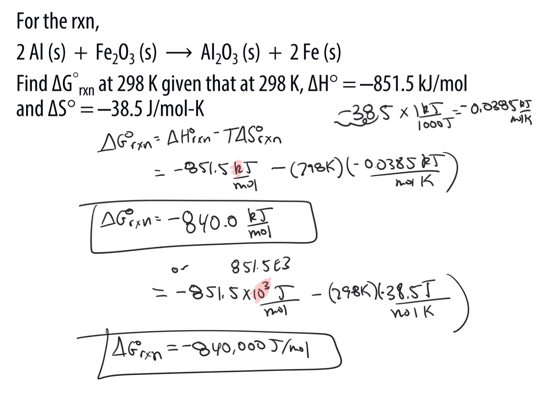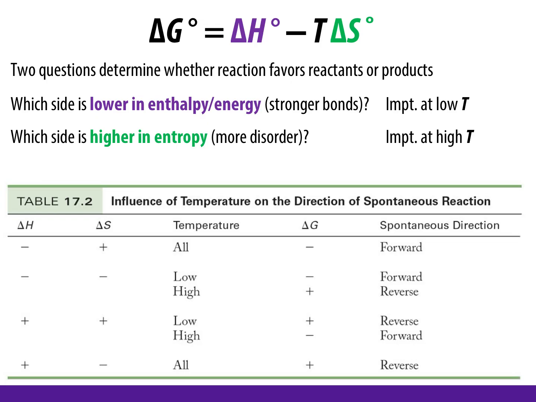In terms of this value, this is a very large negative number. We can see that for this reaction, since it's so exothermic, it releases so much energy, this is a highly favorable process. Even though it's slightly disfavorable from the perspective of entropy, this overwhelmingly large negative delta H wins out and makes this process favored at standard conditions. So these two factors determine whether a reaction favors reactants or products.